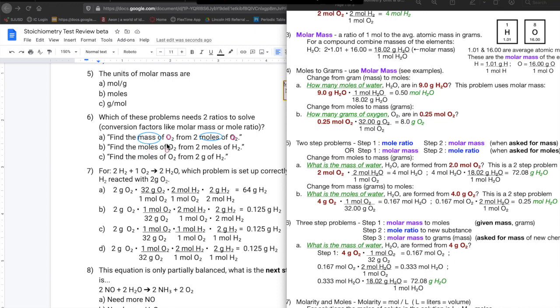Here, I'm going from moles of H2 to moles of O2 to moles of H2. This time, it's the moles that stayed the same, and it's the O2 to H2 that changed. How many changes did I make? One change. How many steps? One. But if I change both of them, if I change both the moles to grams, that's one change, and I change the oxygen to hydrogen, I've made two changes, and that's two ratios.